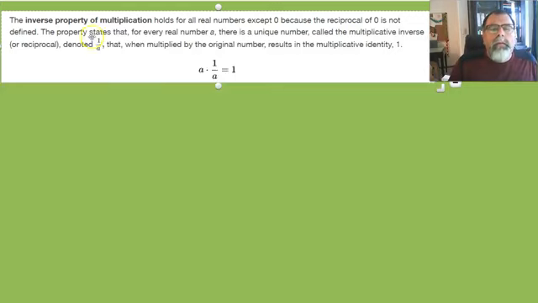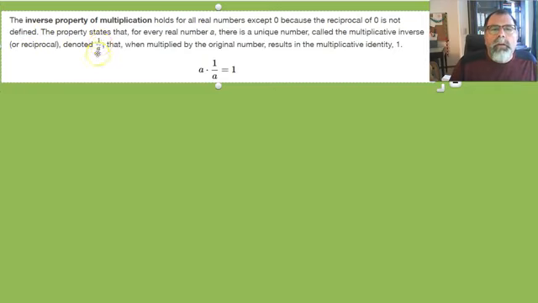The inverse property of multiplication holds for all real numbers except 0, because the reciprocal of 0 is not defined. So you've got to know that. 0 doesn't have a reciprocal when you're multiplying. It states that for every real number a, there's a unique number called the multiplicative inverse, or simply the reciprocal. Again, multiplicative inverse is a broader term. When we're talking about real numbers, the multiplicative inverse is the reciprocal.